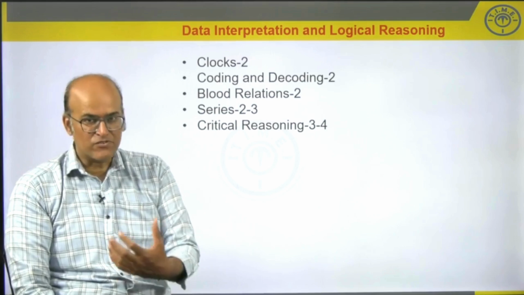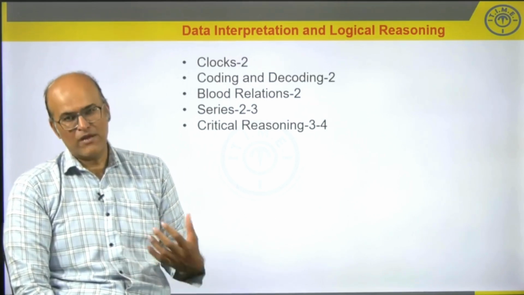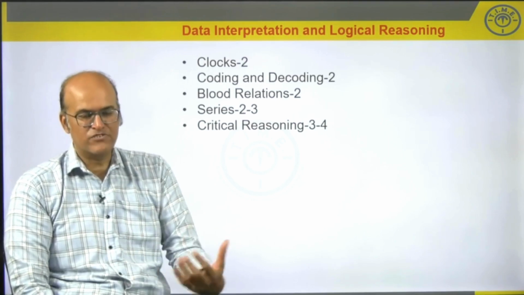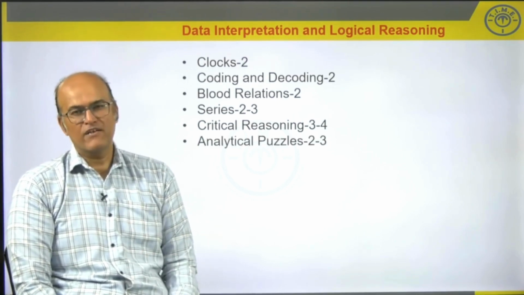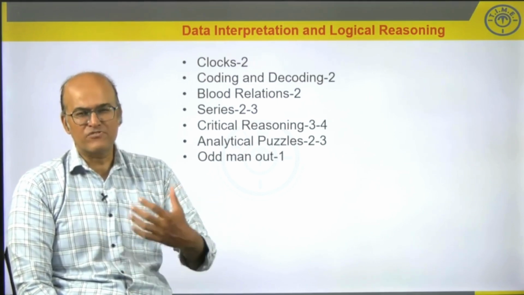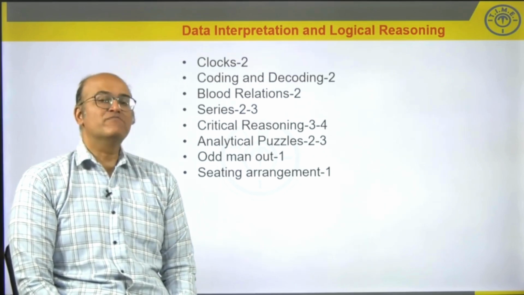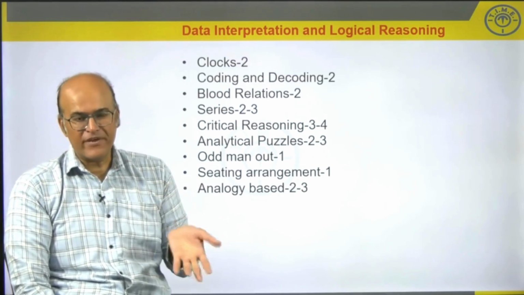One question was based on syllogism. There was another question based on strengthening and weakening of argument. There was one question based on assumptions and conclusions. So 3 to 4 critical reasoning questions were there. 2 to 3 analytical puzzle-based questions were there. There was one odd man out question which was pretty much straightforward. Seating arrangement question also appeared. Analogy-based questions were 2 to 3.